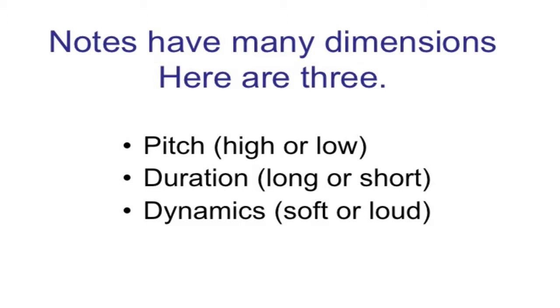Duration, which indicates how long or how short a note is. In musical terms, this is where we refer to a note as being 4 beats long, such as a whole note, or 2 beats, a half note. And then thirdly, notes have dynamics, which refers to how loud or how soft a note is played. In physical terms, this would be the amplitude or volume.